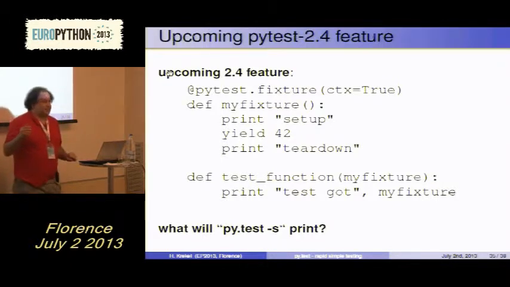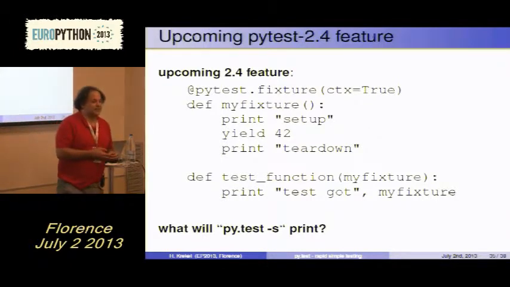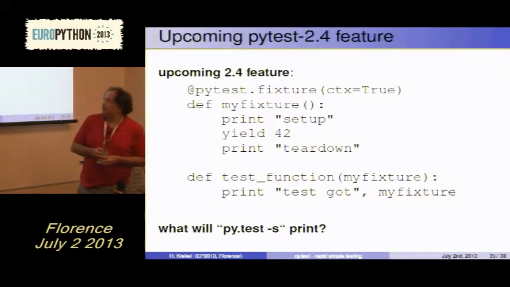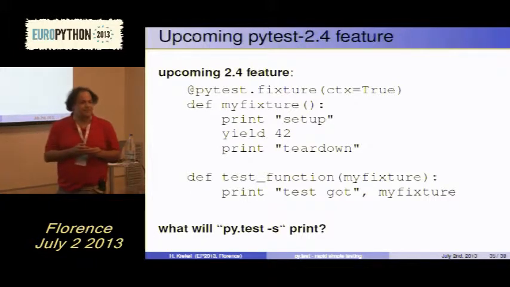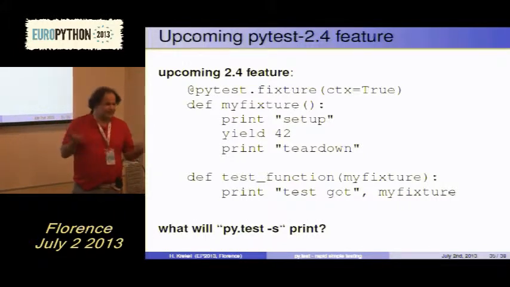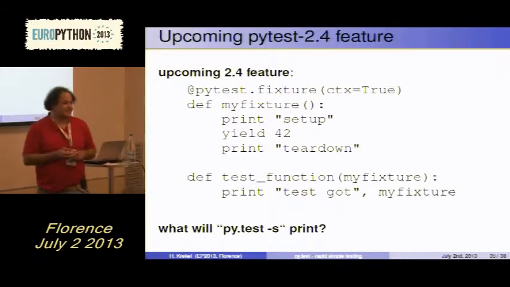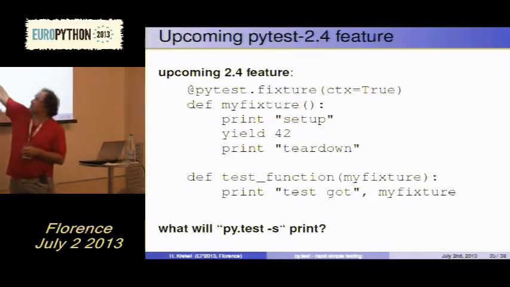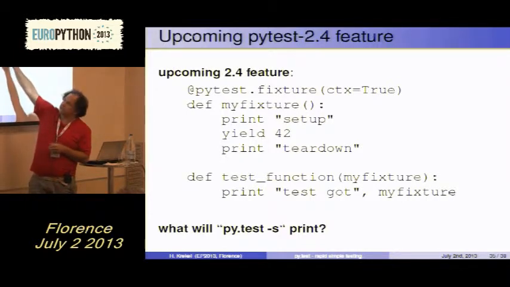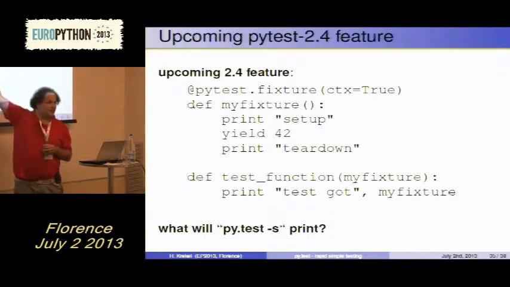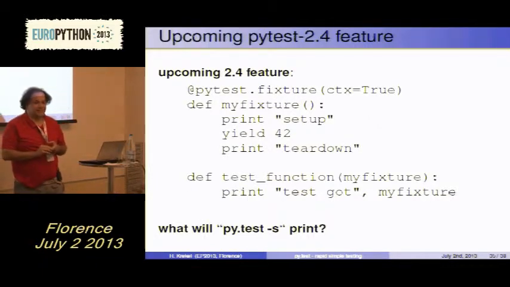An upcoming pytest 2.4 feature, and I would like to actually ask you, I'm doing this before we introduce this, actually. Andreas Palmer is a big fan of this feature, and some others are as well. I'm still slightly skeptical. So I ask you, from what you have gathered now from the talk, what does this do? Like, this is my test function. I use this fixture. And what does this fixture function now mean? Any ideas? Yes?